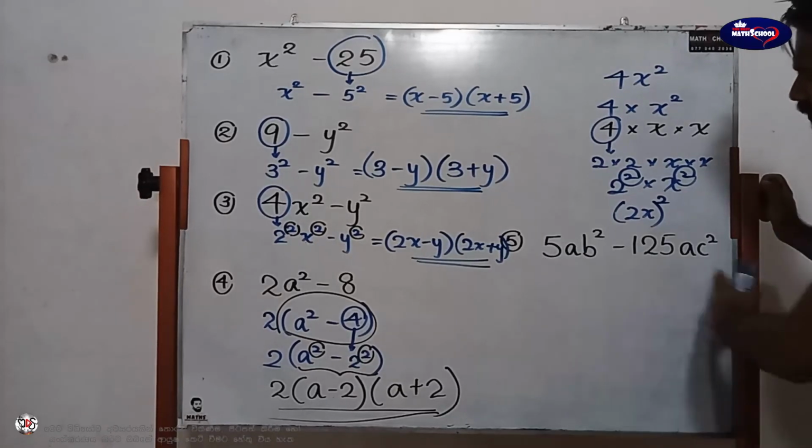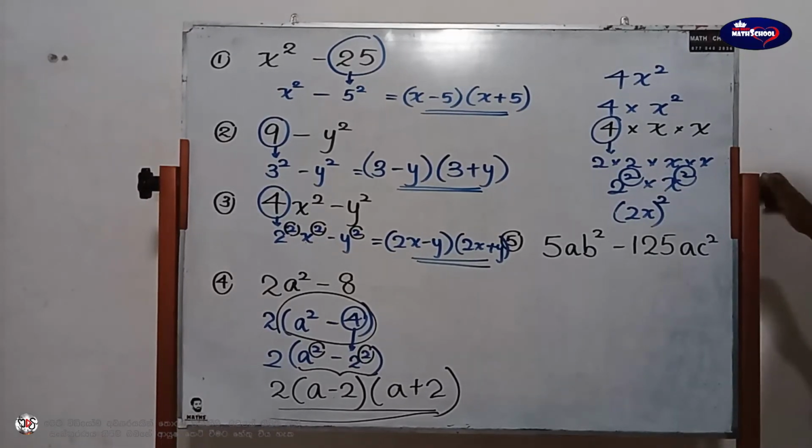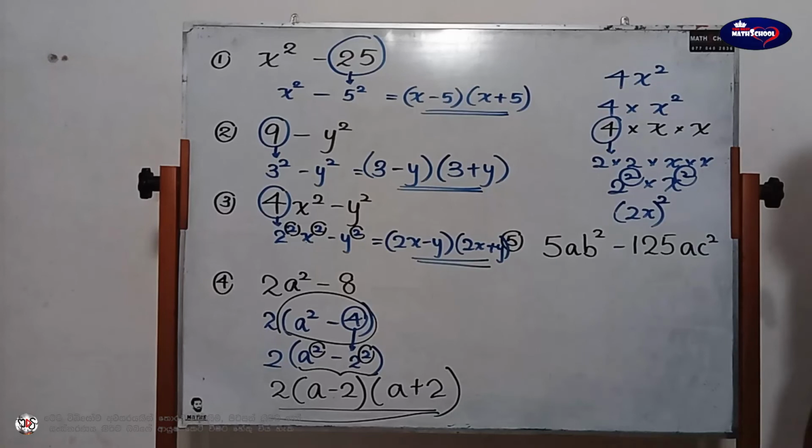So do the fifth one from your level. Now you all can do the fifth one. That's all right then. The factorizing part is almost over. That means the 7th lesson is finished.